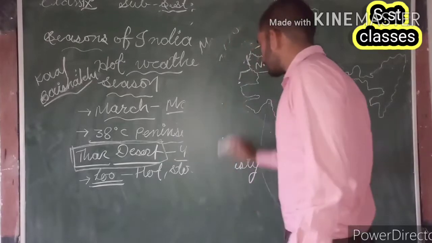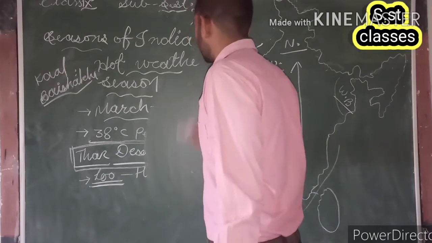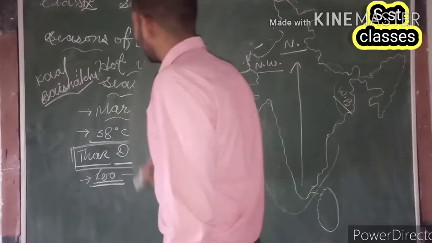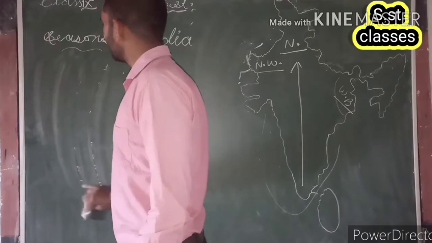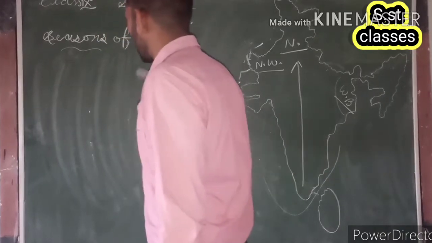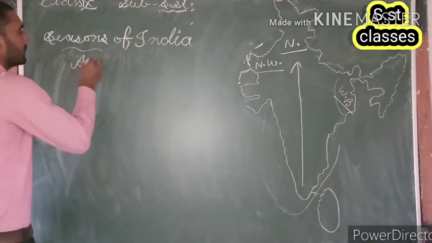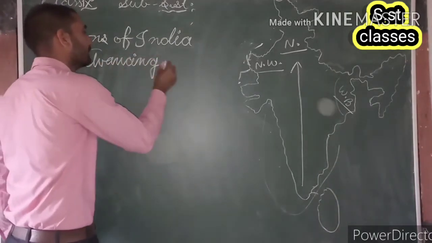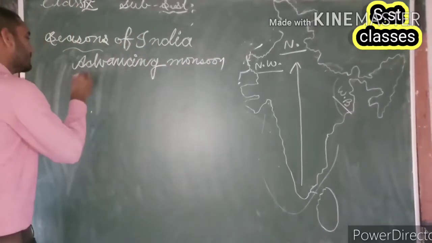advancing monsoon season. Meaning the pressure conditions and the winds prevalent during the hot weather season create a way for the next season, which is advancing monsoon season. The next point is advancing monsoon season.